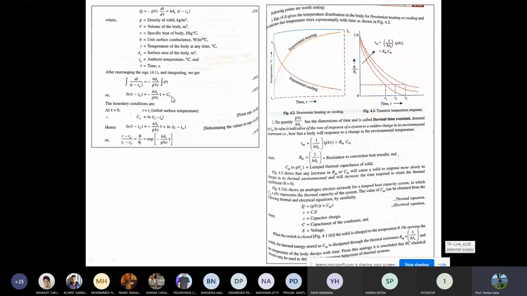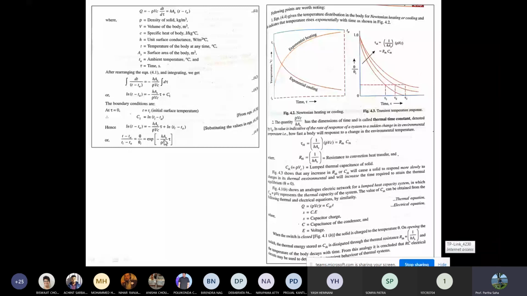Now, we put in the proper boundary condition, which I have already mentioned in the previous slides. At tau equal to 0, T equal to T_i, that is the initial surface temperature. If you plug that value in, C1 becomes ln(T_i minus T_a). So the equation becomes ln(T minus T_a) is equal to minus h A_s over rho V c times tau plus ln(T_i minus T_a). You can take this term to the left hand side, then it becomes (T minus T_a) over (T_i minus T_a) is equal to exponential of minus h A_s over rho V c times tau.